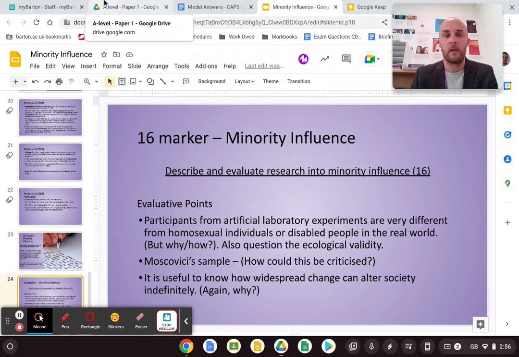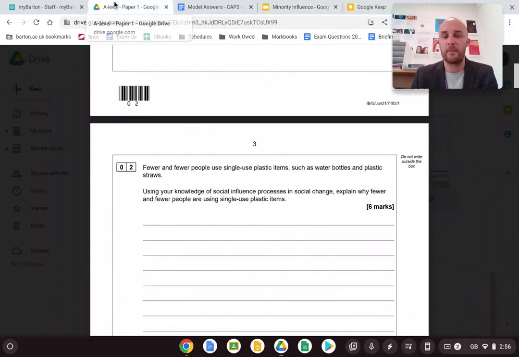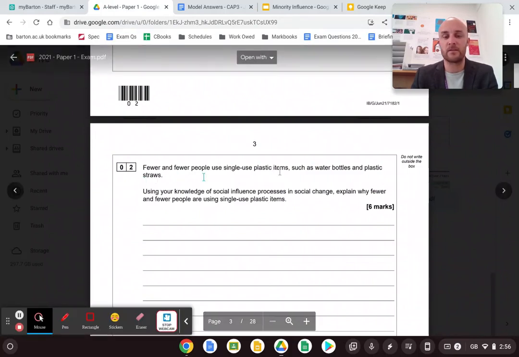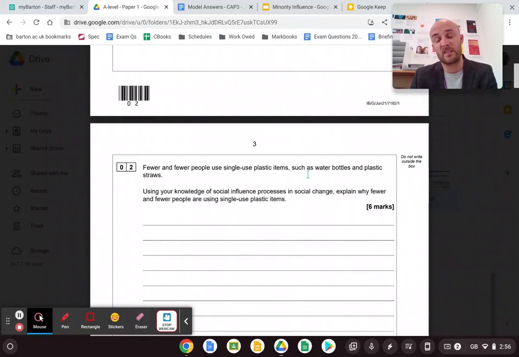This question came up in a recent paper. Fewer and fewer people use single-use plastic items such as water bottles and... I've just realised this is actually the wrong bullet point. I'm going to give you an example here. This is for the next bullet point, but I do want to go through this one and then I'll go through it in a bit more detail.